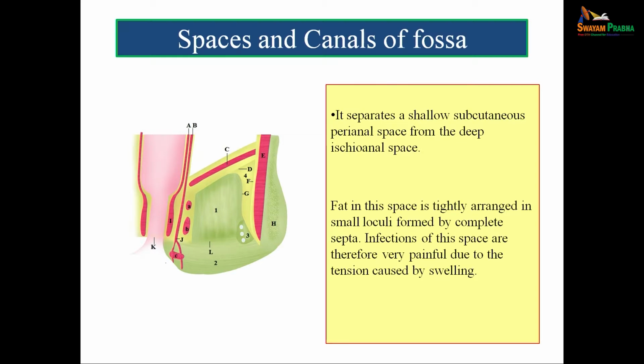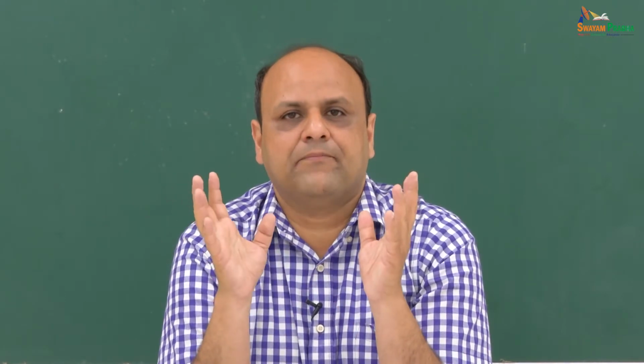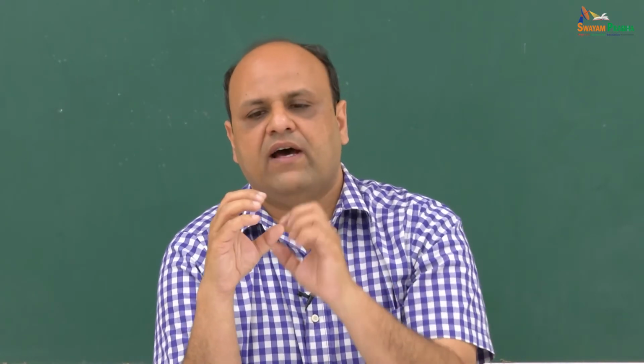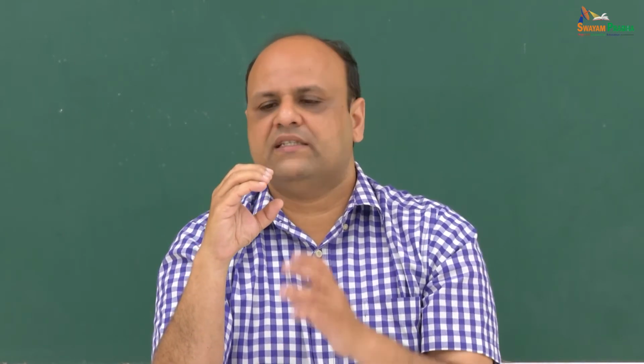Now, I want you to concentrate here that there is a difference between the arrangement of fat in 1 and 2. One is the ischioanal fossa. There the fat is loosely packed. The septa around the fat are incomplete. If my hand is now representing one locule, locule means an area of fat, the boundary is not complete, and the fat is loosely packed and large in size. This is the scenario in the ischioanal fossa.